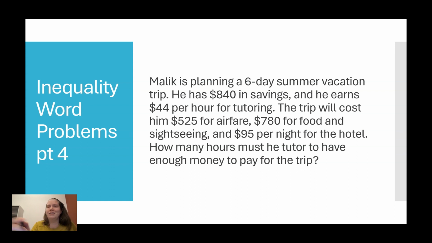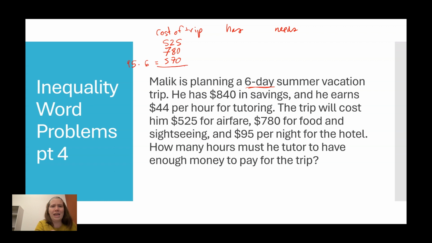Okay, we have to do a lot of things here. We're going to figure out the cost of the trip. We're going to look at how much he already has, and that'll tell us how much he needs, and then we'll be able to figure out our tutoring amounts, right? So the trip is going to be $525 for airfare, $780 for food and stuff, and then $95 a night. Notice it's 6 days. I'm going to assume that means 6 nights. It could have been 5 nights, but we're just going to assume 6 days, okay? 6 nights, that is. So we've got 95 times 6 plus 525 plus 780.